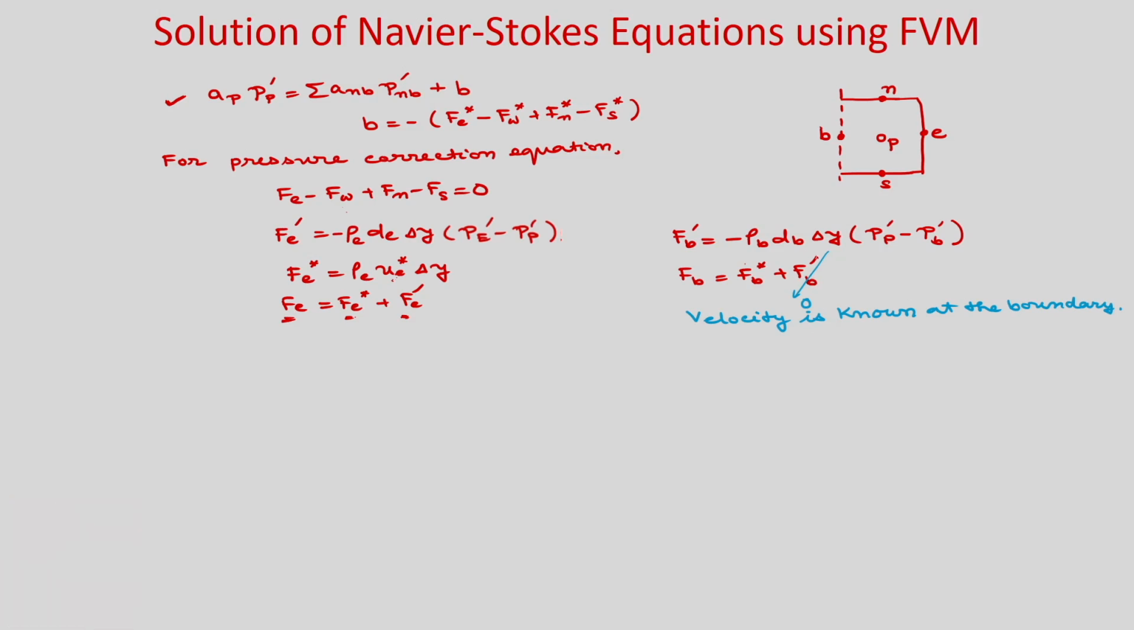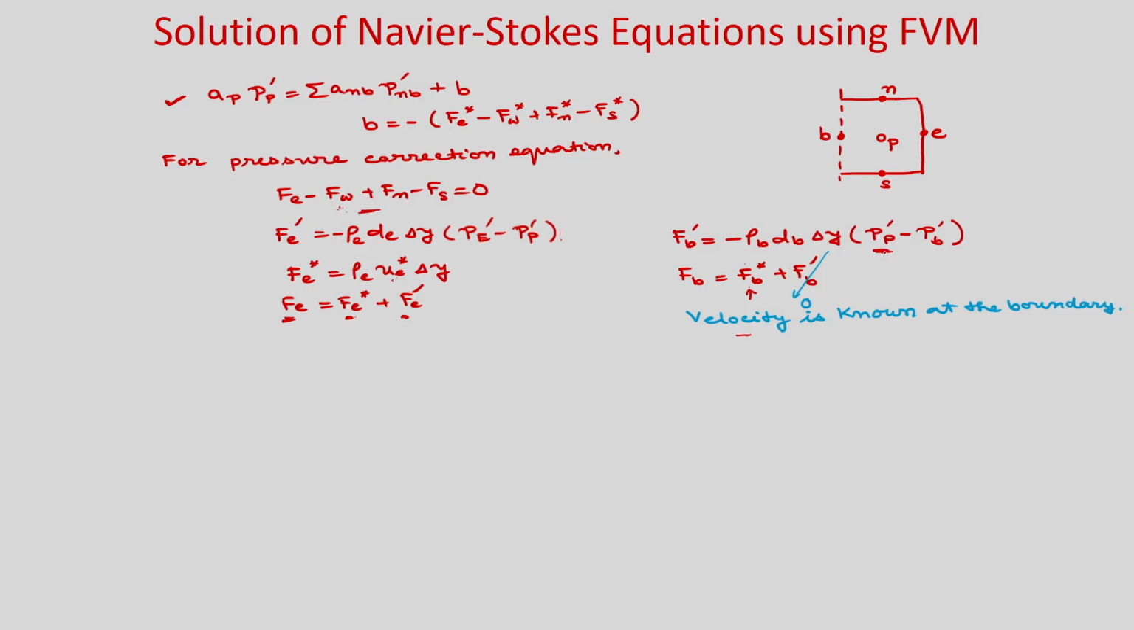So, F b prime, you do not need actually any boundary condition for the pressure correction, because this term you will not add while adding in this equation. Whatever this F w is actually coming as F b, F b will be just in terms of velocities, not in terms of the pressure correction. So, you do not need any boundary condition for pressure correction for the known velocity.